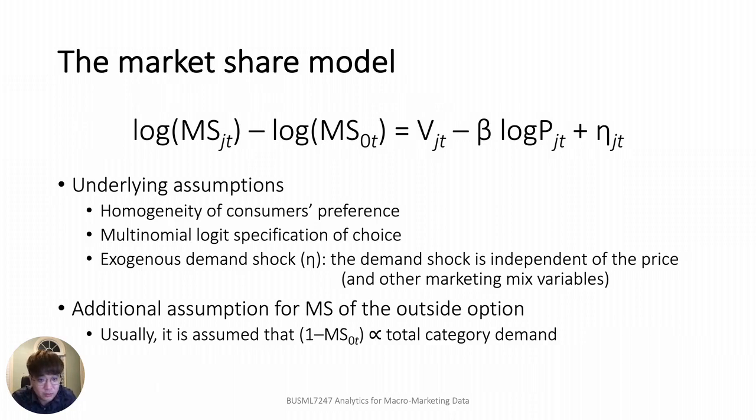An assumption is usually used for the adjustment. One minus the market share of the outside option is proportional to the total category demand. That is, the higher total demand is regarded as more consumers buying one of the products in the category.